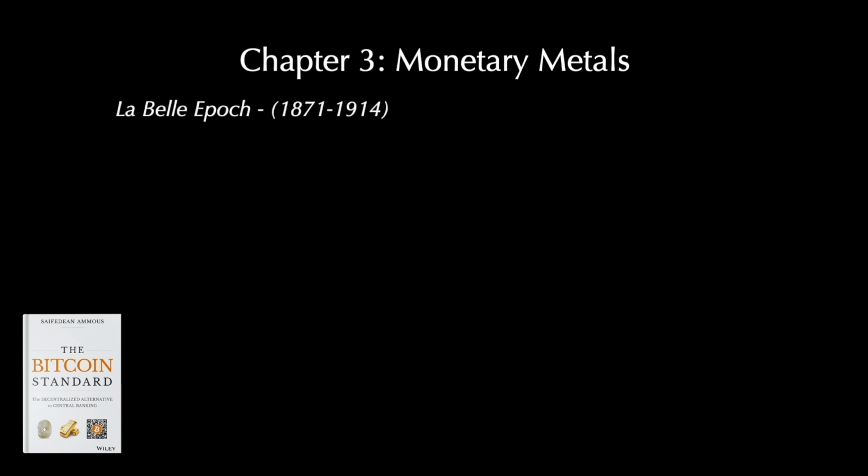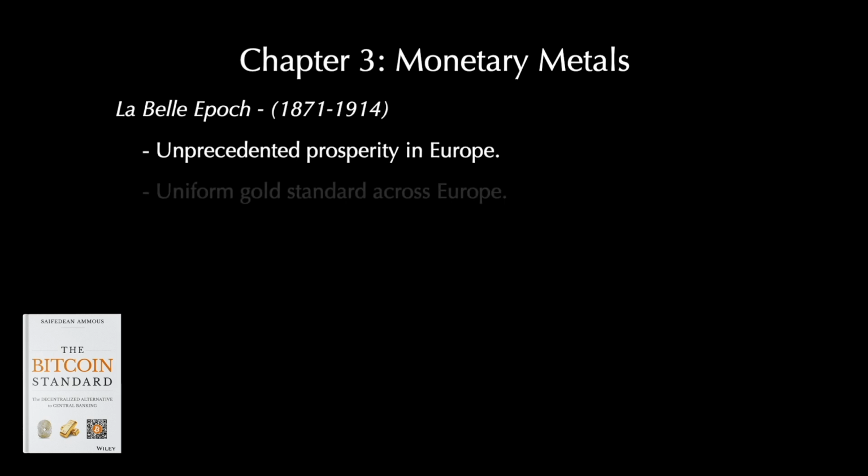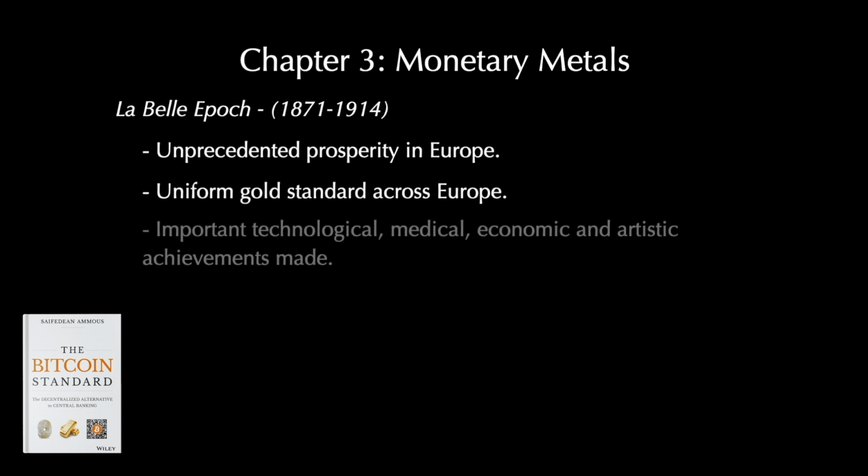La Belle Époque. A case can be made that the second half of the 19th century, particularly after 1871, saw an unprecedented prosperity in Europe, unmatched in the world since, largely because of a uniform gold standard. Most major European countries adopted the gold standard during this time. Some of the most important technological, medical, economic, and artistic achievements were made during this time, which partly explains why it was known as the Belle Époque, or the Beautiful Era.